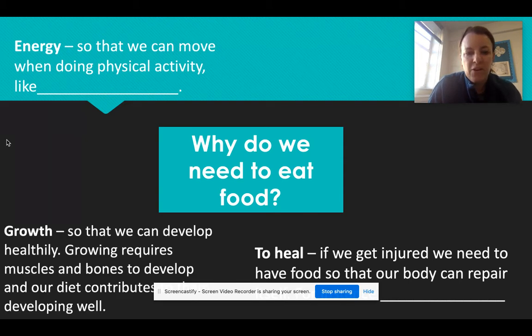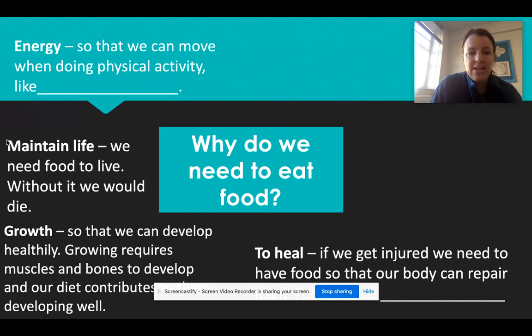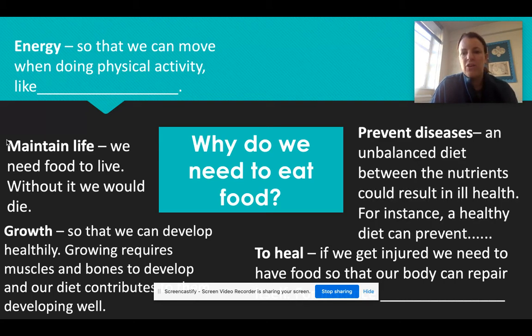We need to eat food for growth so we can develop healthily. Growing requires our muscles and bones to develop, and our diet contributes to that. We need to eat food to maintain life. We need food to live. Without it, we would die. We need food to prevent disease. If we have an unbalanced diet between the nutrients, it could result in ill health. For instance, a healthy diet can prevent something like diabetes.